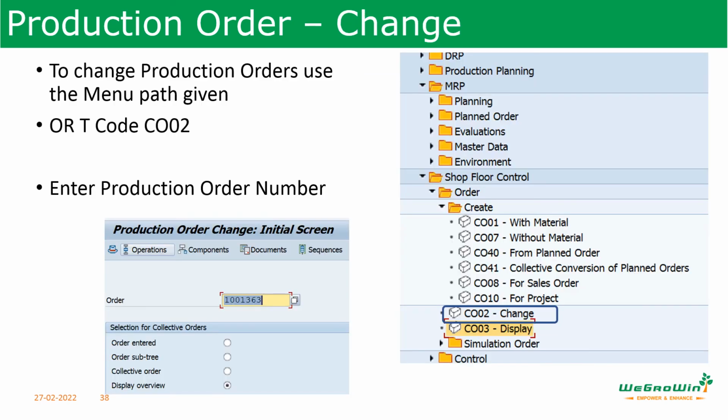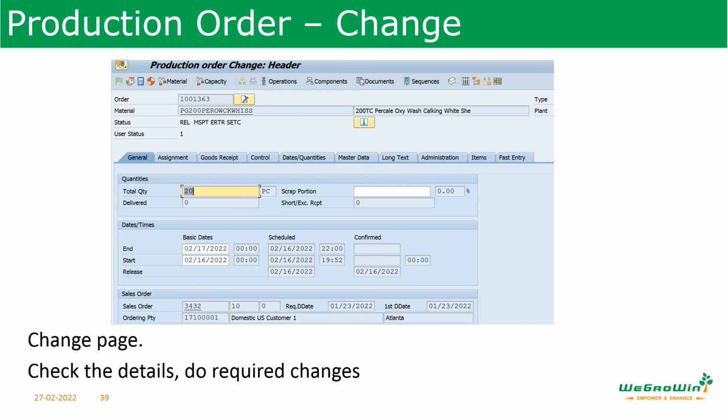There may be a need for changes in the production orders due to various reasons, because in business, anything can change. This can be done through the CO02 transaction. The menu path is also shown here. After entering CO02, enter the order number which we have to change. Now we are in the order change page. Here we can change either the quantity or date, or any other parameter we want to change.